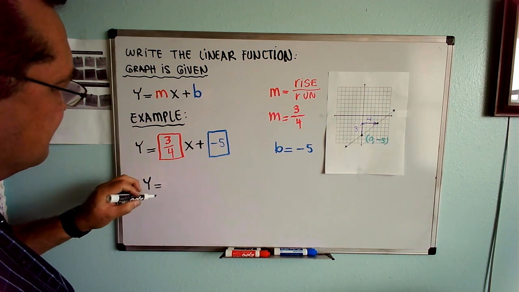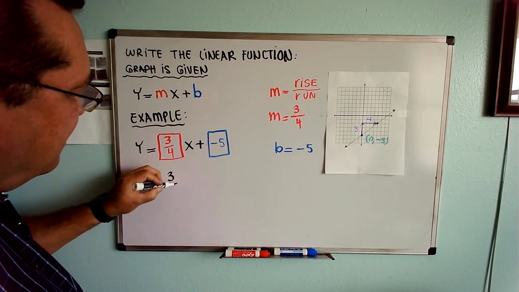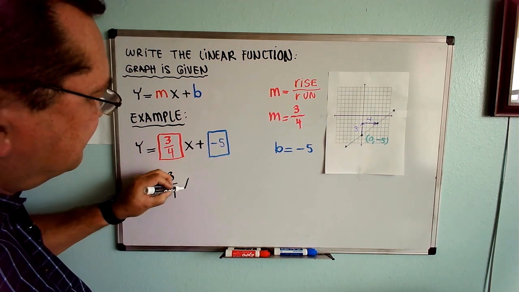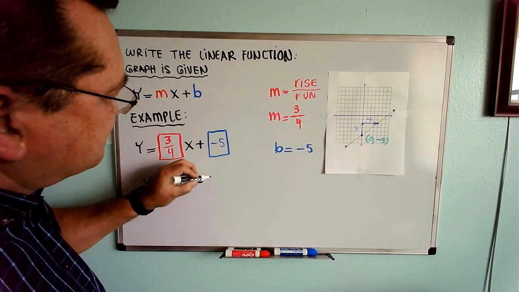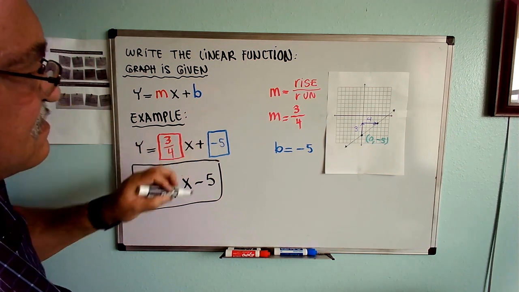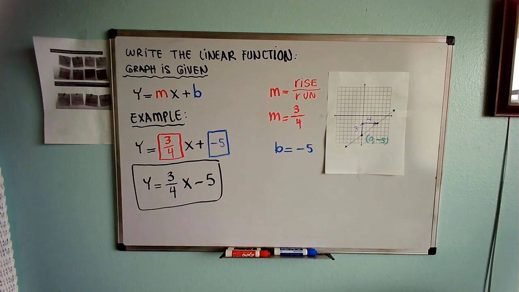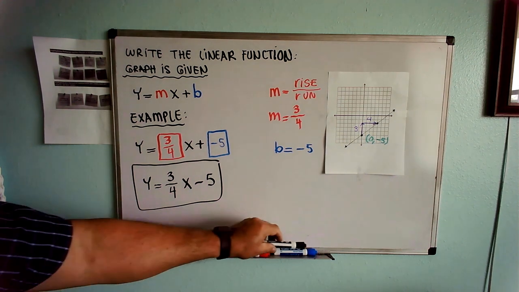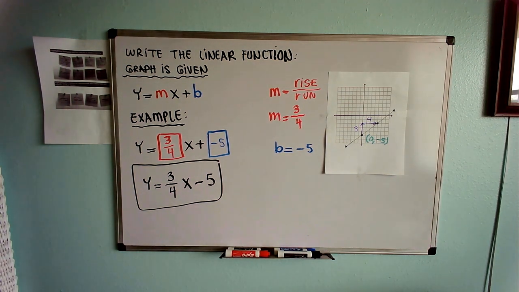Y equals 3/4 x minus 5 is the equation of that line. So that line could be written as y equals 3/4 x minus 5.